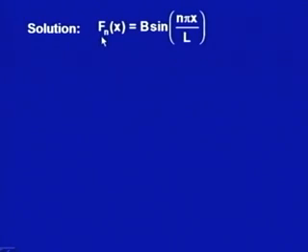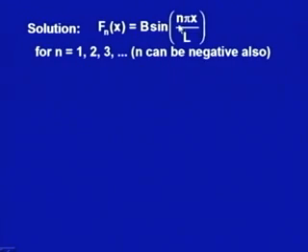Now, the solution I am writing f n x is b times sin n pi x over L for n 1, 2, 3 and so on. This n can be negative, the only thing is with this negative n, I could take this b to be negative. So, we are not distinguishing it over here.